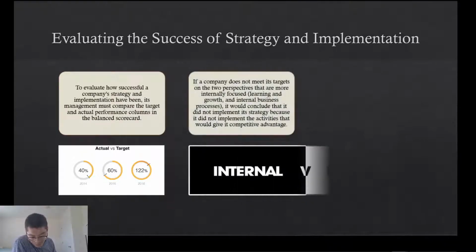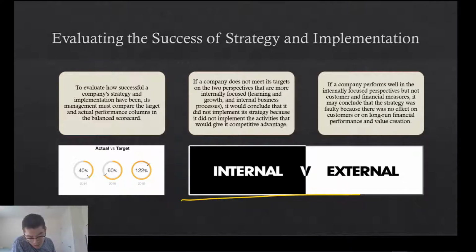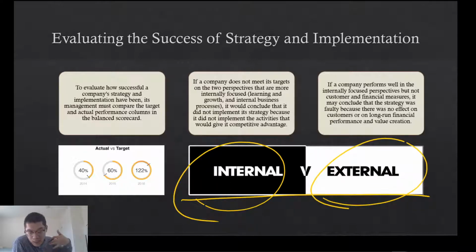All right. Now it comes to the balanced scorecard internal perspective and external perspective. Whether we implement a successful balanced scorecard depends on these two elements. First, internally, if a company does not meet its targets on the two perspectives, that is learning and growth and internal business process, it would conclude that it didn't implement its strategy because it did not implement the activities that would give it competitive advantage.